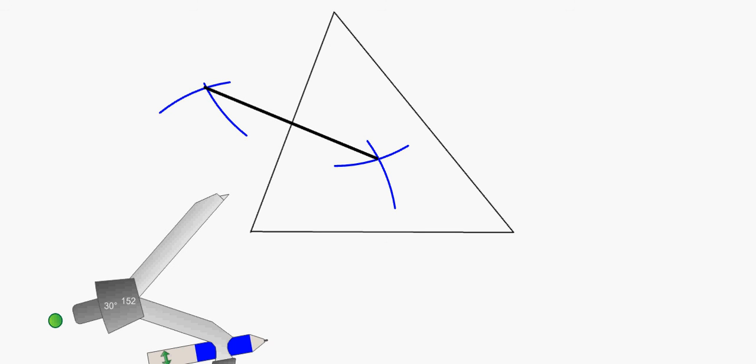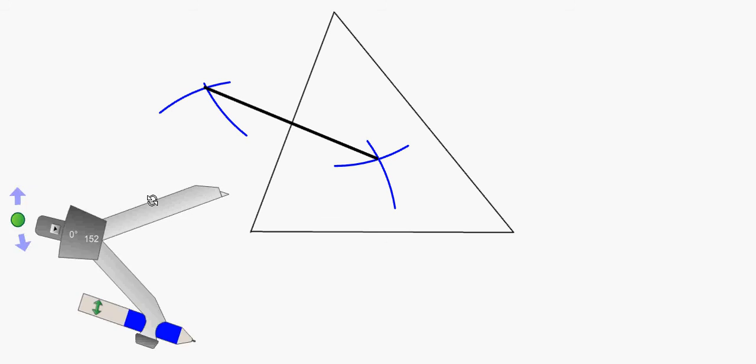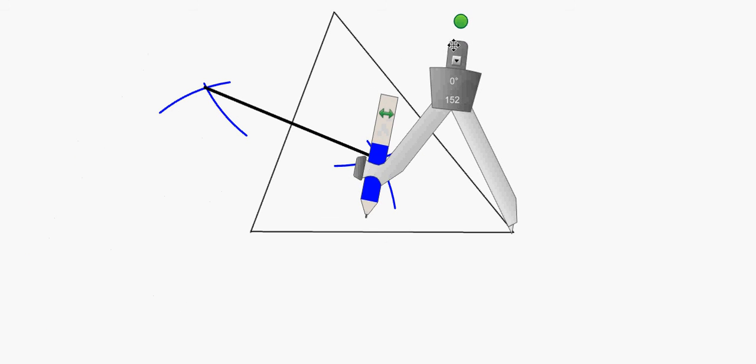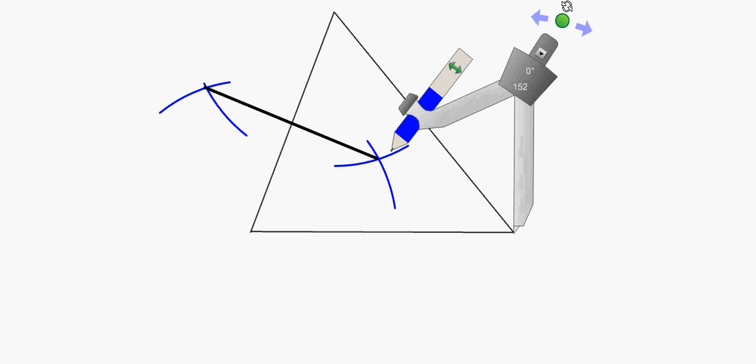Now what I have to do is do this again. In order to do this, I'm just going to use the same length I used already on the compass. Going to bring it over to the other point here. And once again, we're going to do it above and below the line. So I might use a different color this time, just to denote that we're using different colored pens.